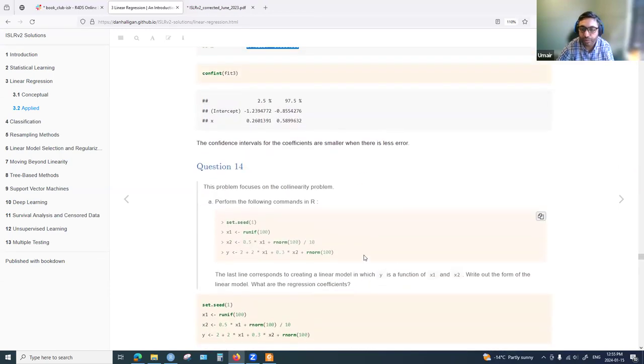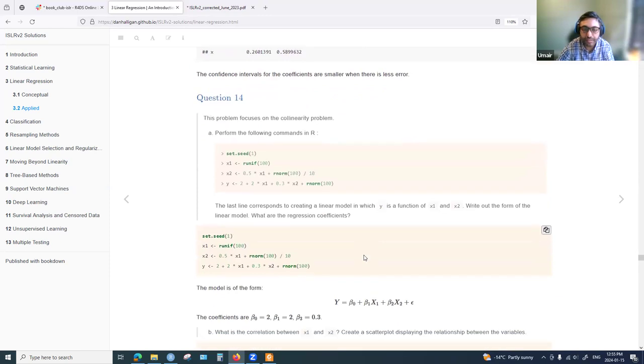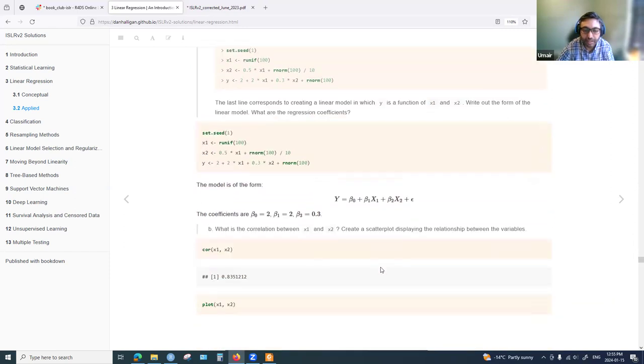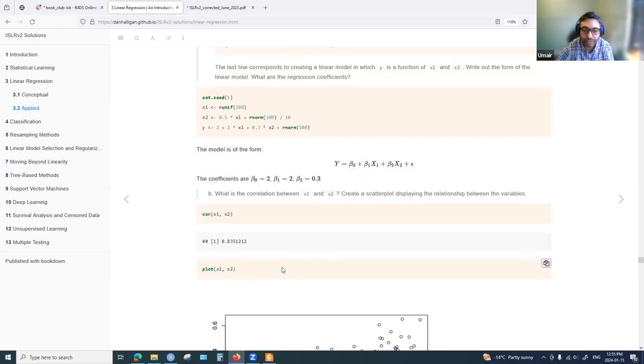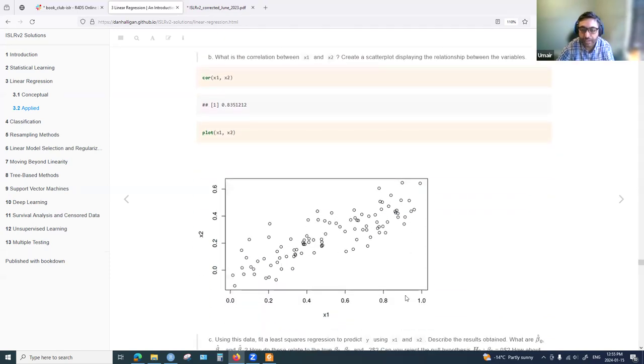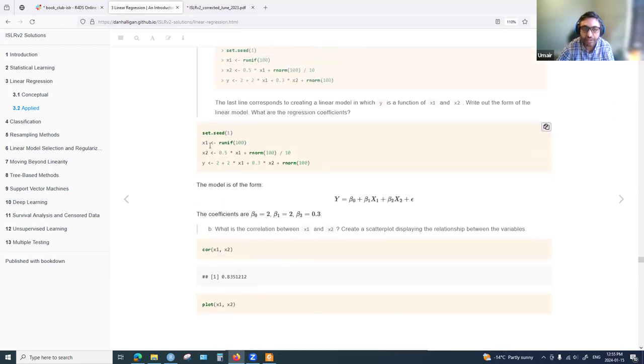Okay, question number 14. This is about collinearity. So here the equation for the model is of this form. We have two x variables, and this is a data generation process used to generate a y based on x1 and x2. Again, we know what the population regression line is, but since this is about collinearity, we are looking at the correlation between x1 and x2. They are clearly correlated because, as we see here, x2 is based on x1.